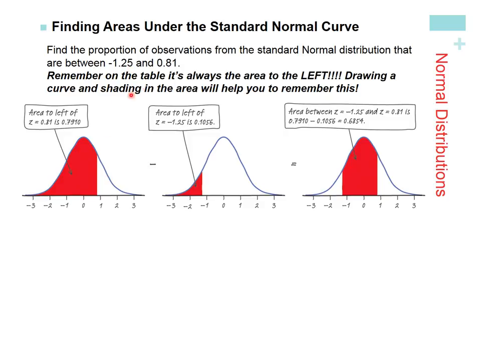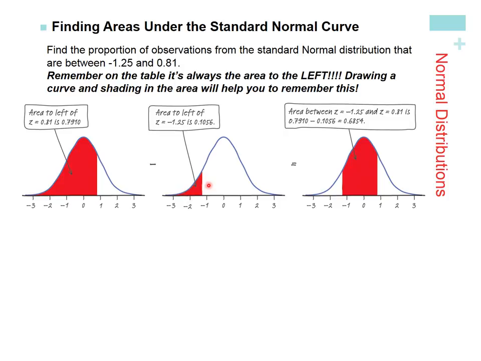Let's take a look at this for a second. If I find the proportion less than 0.81, or I look up 0.81 on the table, that's the area to the left of 0.81. So that's 79.1% or 0.7910. If I then look up the z-score of -1.25, that's also going to be the area to the left of -1.25, which is down here.